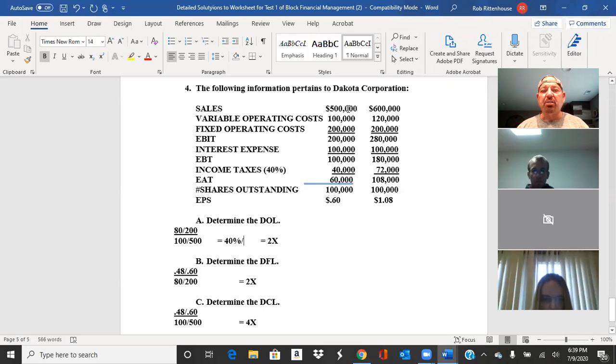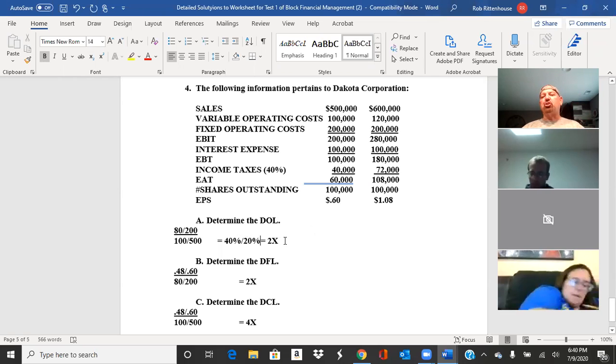For the percentage increase in sales, take the increase of 100,000 divided by the 500,000 of sales we had to begin with. That's a 20% increase in sales. So if operating profit went up 40% due to a 20% increase in sales, then your degree of operating leverage is 2 times, which means for every 1% your sales went up, operating profit went up 2%. When sales went up 20%, operating profit went up twice that rate, or 40%.